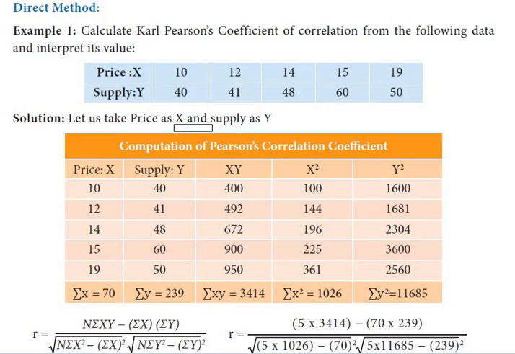So, computation of Pearson's correlation coefficient. In the first column, write all the prices, that is the X values: 10, 12, 14, 15 and 19.